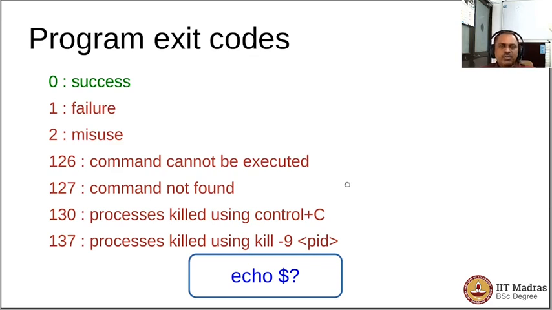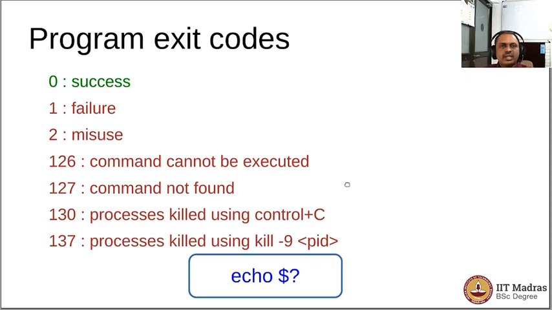Sometimes for misuse of shell builtins, or perhaps when the permissions are not adequate. The exit code of 126 is used when the command could not be executed, perhaps because it is not an executable. And if you try to run a command and it could not be located within the list of directories specified by the PATH variable, then you would have an error code which is 127.